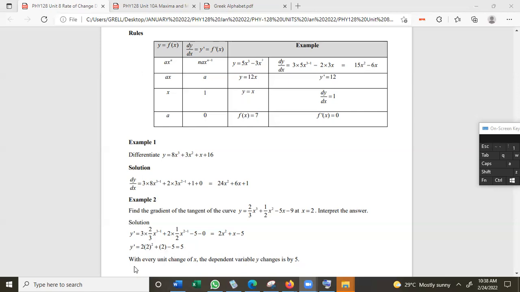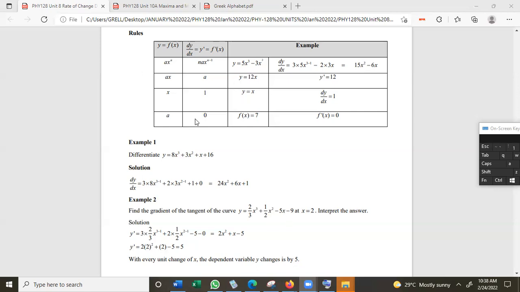So very importantly, always try to interpret or always try to have in memory the definition of the gradient. With every unit change of x, that's what the 5 means, that's what the gradient of 5 means. Every time x changes by 1, the dependent variable y changes by 5. So it is going up by 5 every time x changes by 1. That's what gradient means here.